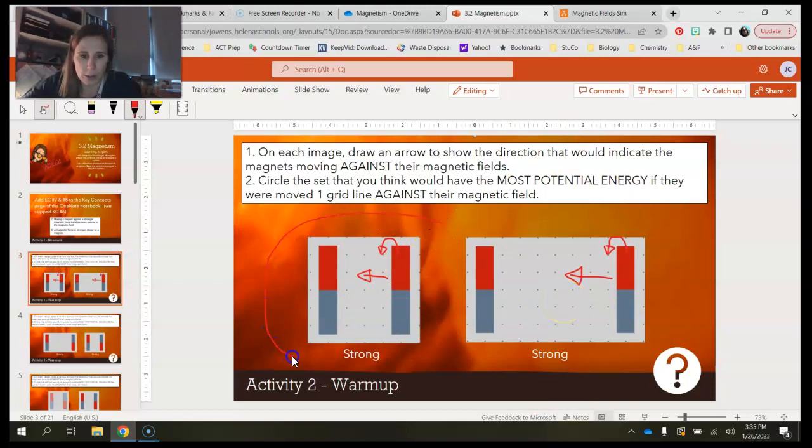Okay, if you guys said closer together, you are correct for our system of repelling magnets. Again, we're moving against, so if we move them one against, we would have more energy in this system. I did the first one for you guys.